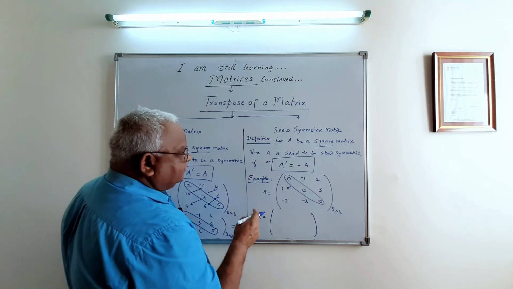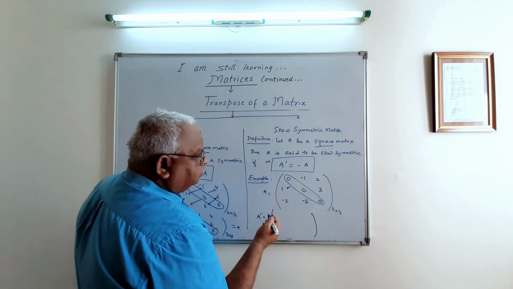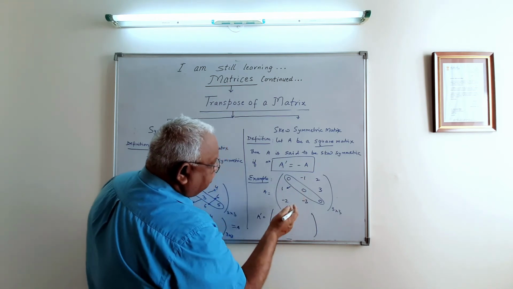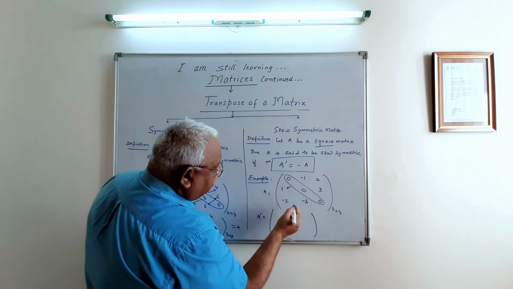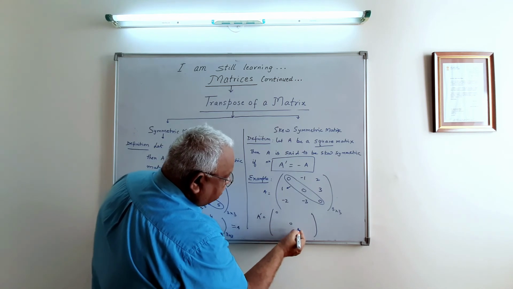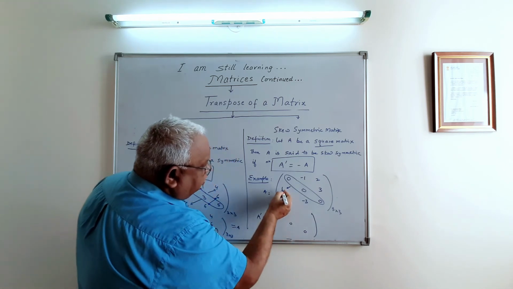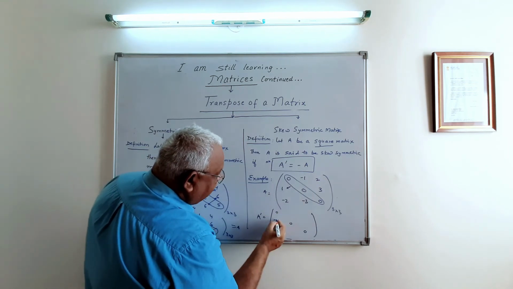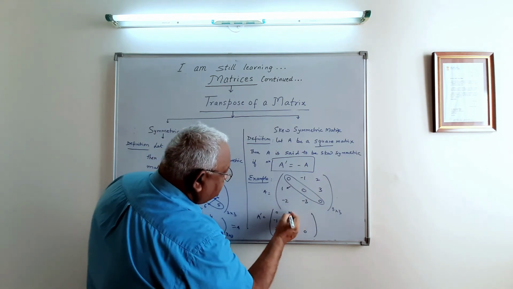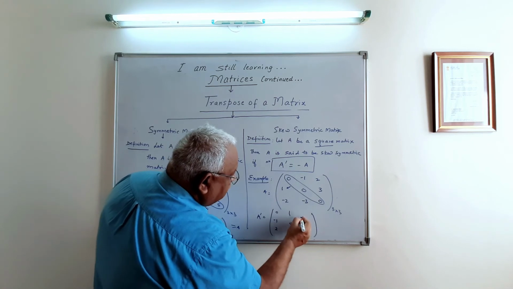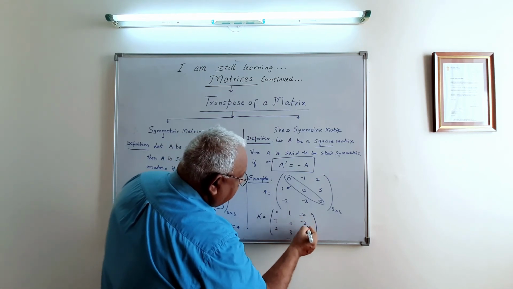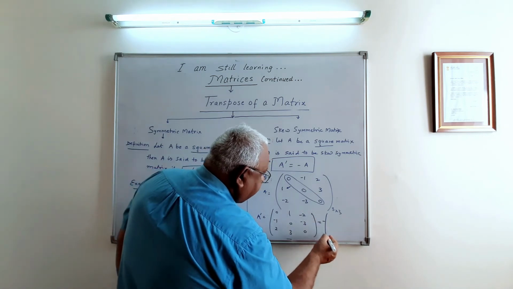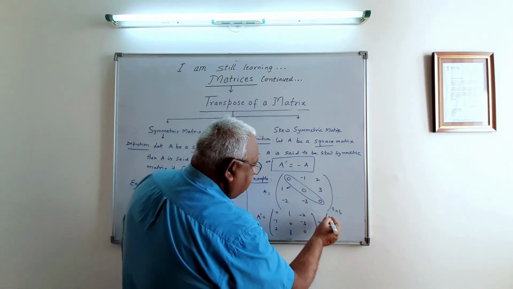When you take the transpose, what will happen? The first row will become the first column. So 0, minus 1, 2, 103 will become 103, and minus 2, minus 3. Now take minus common, and what will happen? 0 will remain 0.